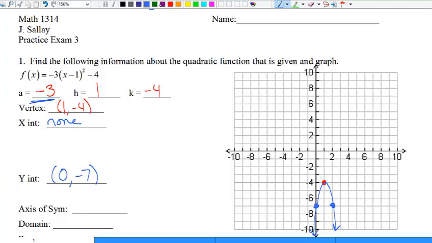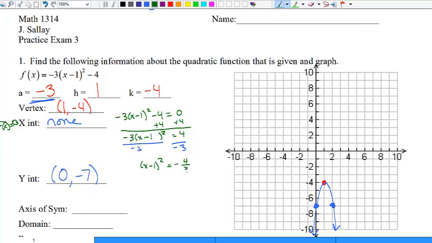Now, you might not get that for free on every single problem, so I'm going to show you the long way of doing this. To get the x-intercepts, what we're going to do is set the whole function equal to 0 and then solve. So if I set the whole function f of x, which is -3(x - 1)² - 4, equal to 0, and then I solve, I'm still going to get the answer that there aren't any x-intercepts, but I want to show you the way you would do that. You'd set the whole function equal to 0, move the 4 over, and I'm going to divide each side by -3, which gets me (x - 1)² equals -4/3.